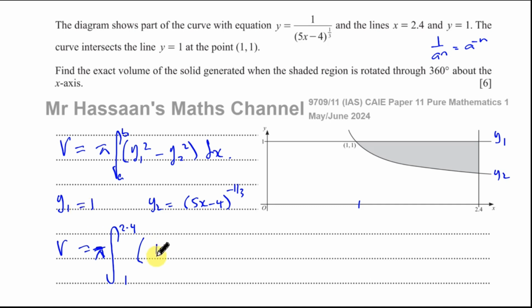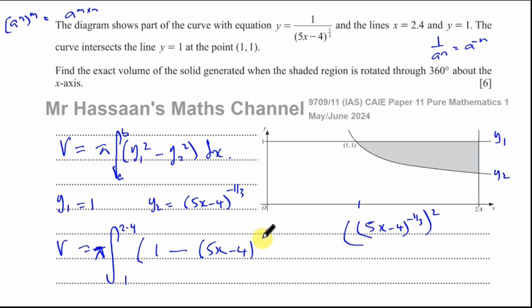Now y1 is just 1 minus, and then you're going to square this. Now when you square 5x minus 4 to the power of minus a third, you just basically multiply the power by 2. As we know, a to the power of n to the power of m, you just multiply the powers. So that's minus 2/3. So 1 minus 5x minus 4 to the power of negative 2/3, and you've got to integrate that with respect to x.